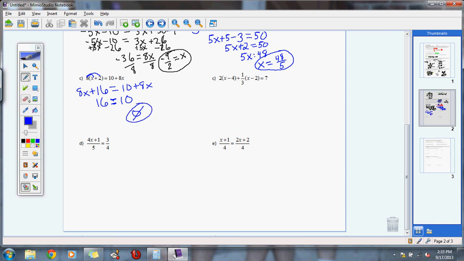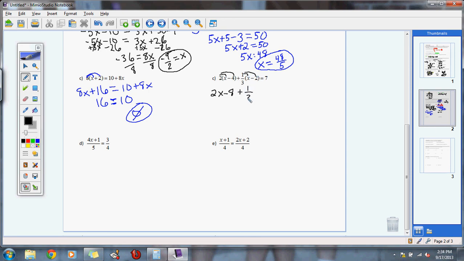All right, this next one is definitely a little tricky, and there's a few ways you can do it. I'm going to describe to you how to do this problem the comfortable way of getting rid of the fractions after we distribute. So I'm going to bring the 2 through. So we're going to have 2x minus 8, and then we're going to bring the 1/3 through to both parts.